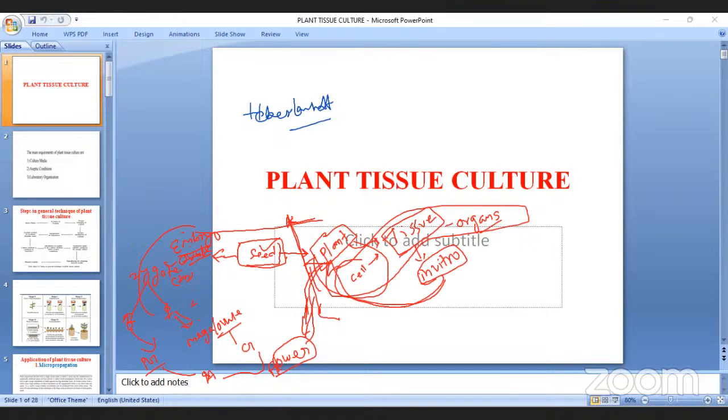So the basic requirements of the technique of plant tissue culture are laboratory organization, culture media, and aseptic condition.